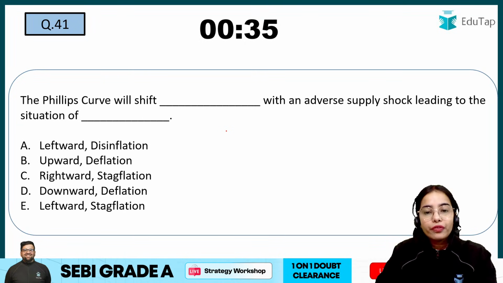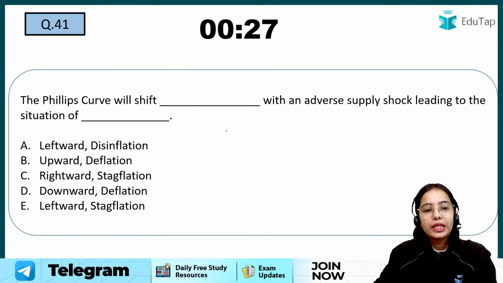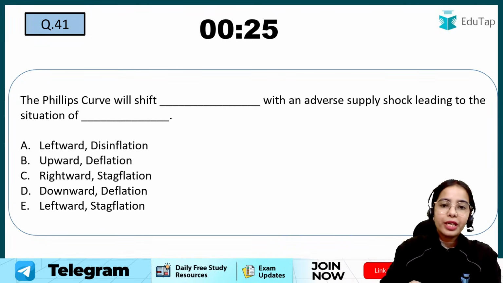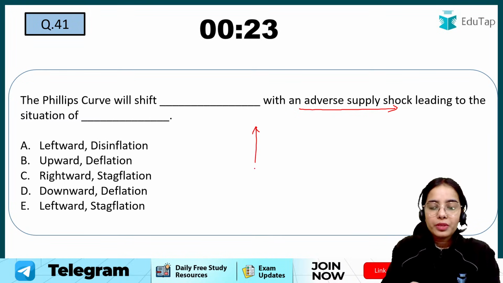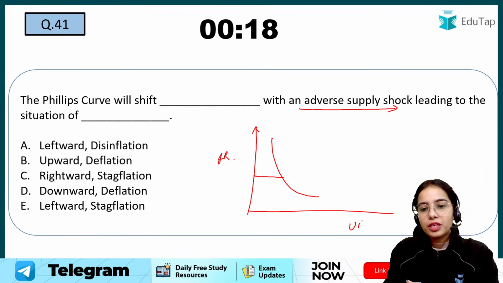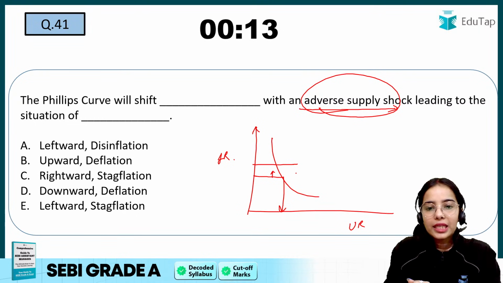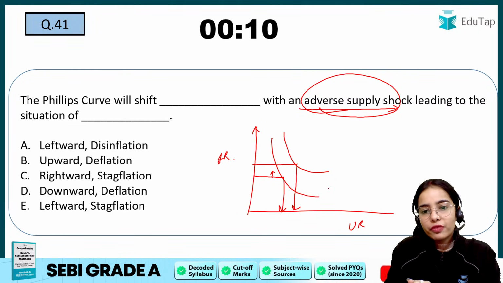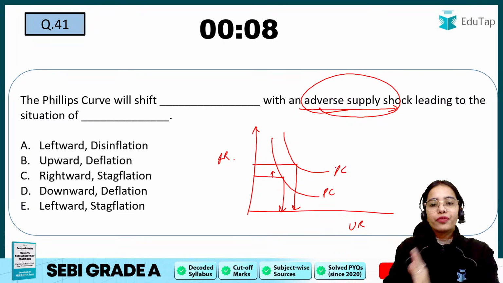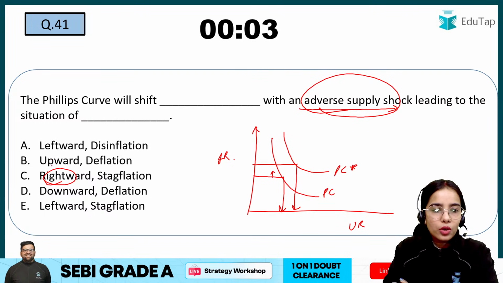The Phillips curve will shift dash with an adverse supply shock. So if there is an adverse supply shock, there will be a shift in the Phillips curve, leading to the situation of dash. Because of the adverse supply shock, inflation starts increasing. Here we have the inflation rate and here the unemployment rate. Because of the adverse supply shock, inflation can increase and unemployment can also increase. So the Phillips curve will shift rightwards. The Phillips curve can shift rightward or upward.